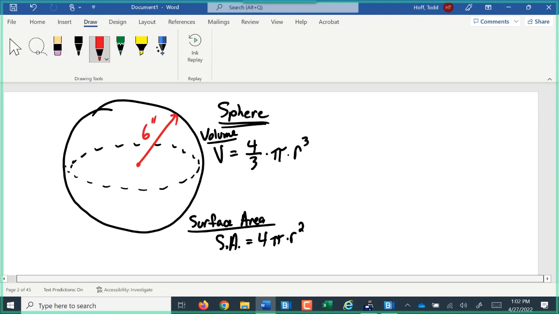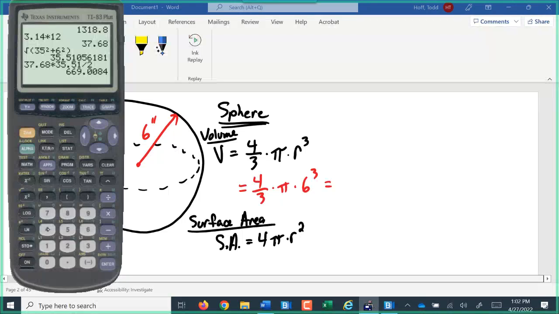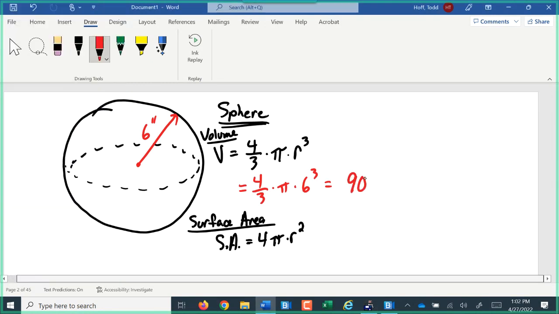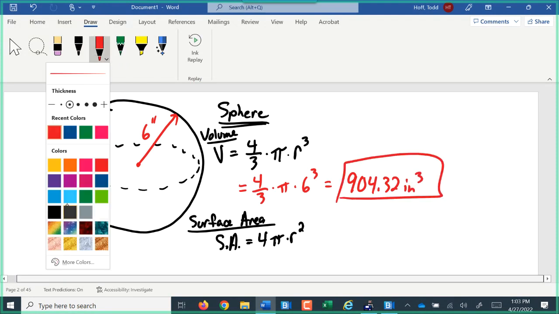Let's say that this has a radius of 6 inches. How do I find the volume? Put that in as radius. 4/3 times pi times 6 cubed. Perfect. So I just do 4 divided by 3 times 3.14 times 6 to the power of 3. 904.32 inches cubed. Not so bad.